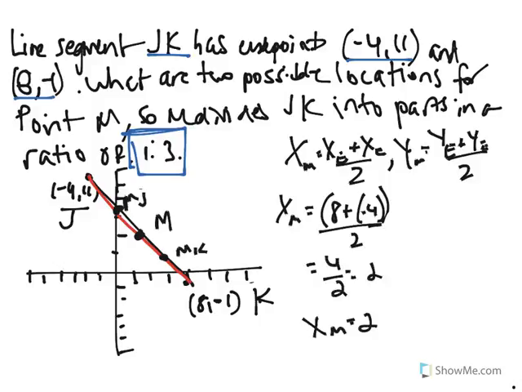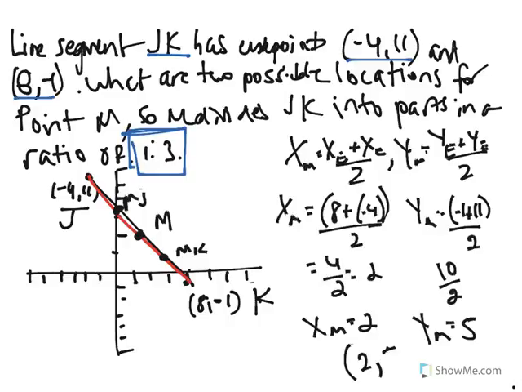And then Y midpoint equals -1 plus 11 over 2. I get 10 over 2. Y midpoint equals 5. So the midpoint of that whole line right here, M equals (2, 5). All right? So now I just need to find the midpoint from M to K, and then from M to J, and then I will know which points divide JK into 4 equal parts.